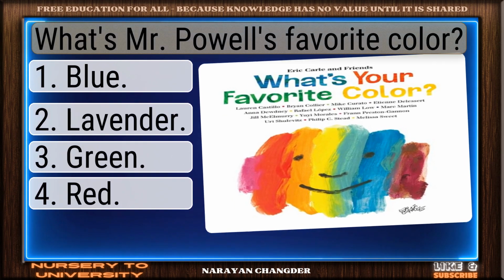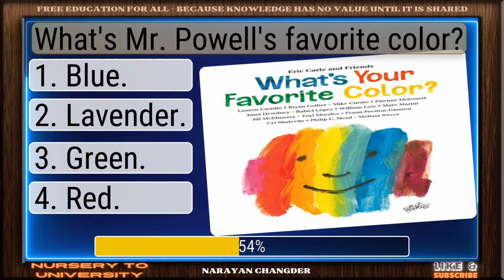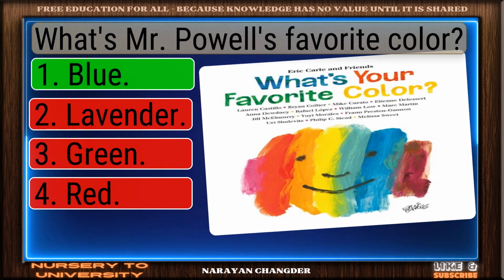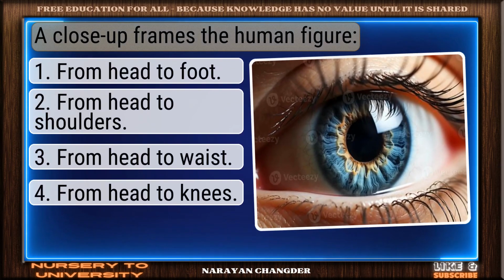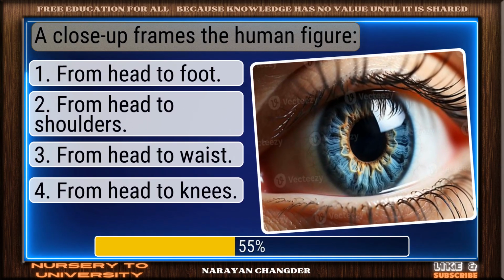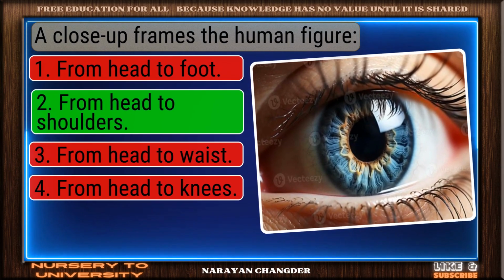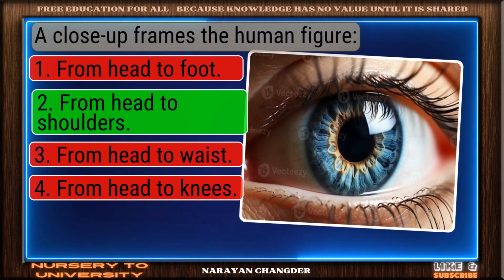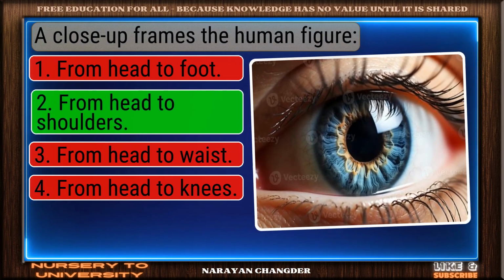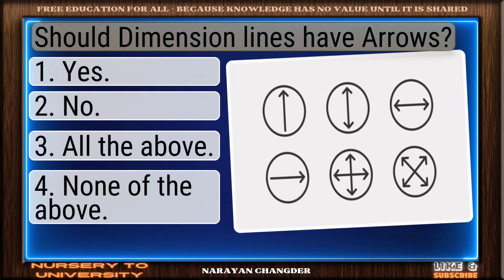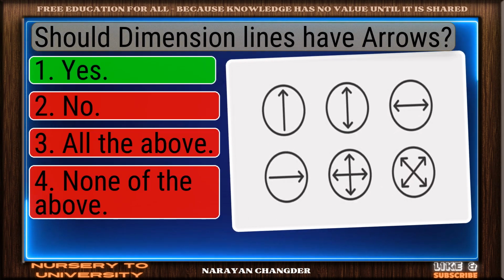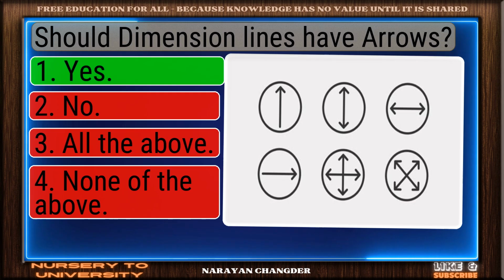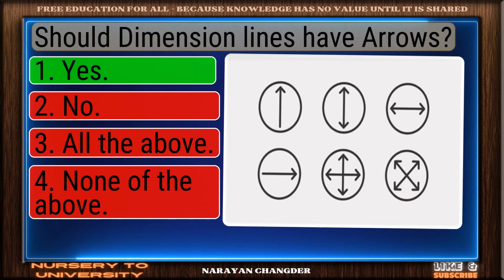What's Mr. Powell's favorite color? Bravo, blue is the answer. A close-up frames the human figure dash. You got it. Your choice, from head to shoulders, is right. Should dimension lines have arrows? Exactly. Yes, makes sense, and it is the right choice.